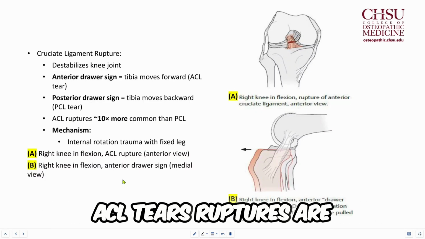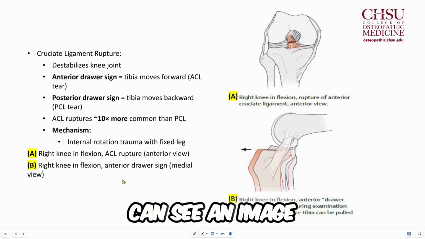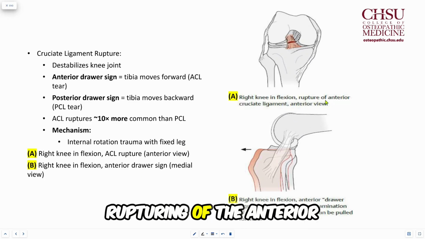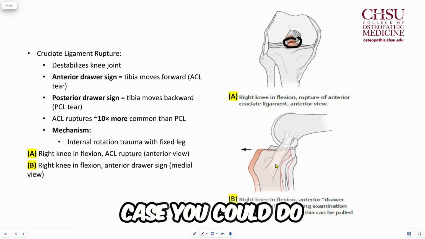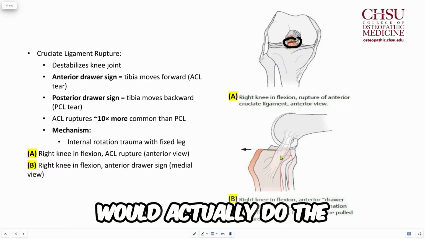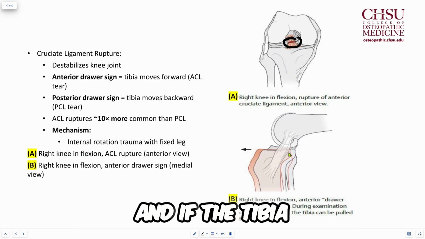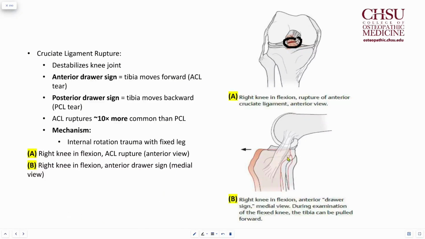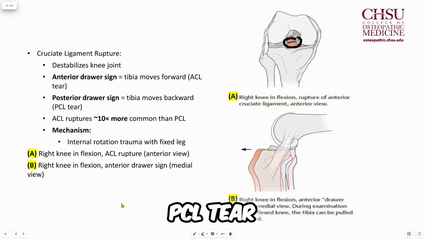ACL tears, ruptures are about 10 times more common than PCLs. On the right, you can see an image of the test. So in the right knee flexion, rupturing of the anterior cruciate ligament where it's cut off. And then in this case, you would do the anterior drawer test. You pull the knee forward, and if the tibia can pull forward, that means the ACL has been damaged. If the tibia moves backwards, then that means it would be a PCL tear.